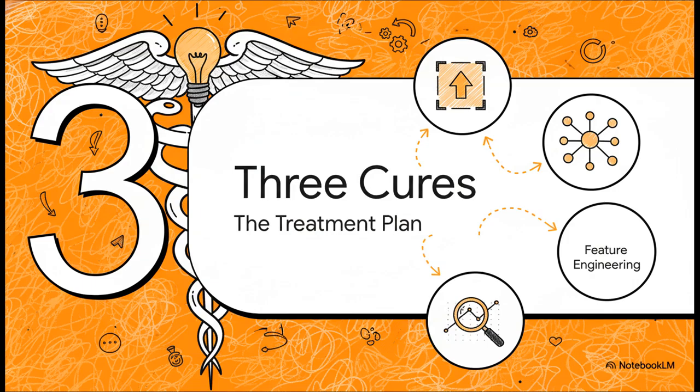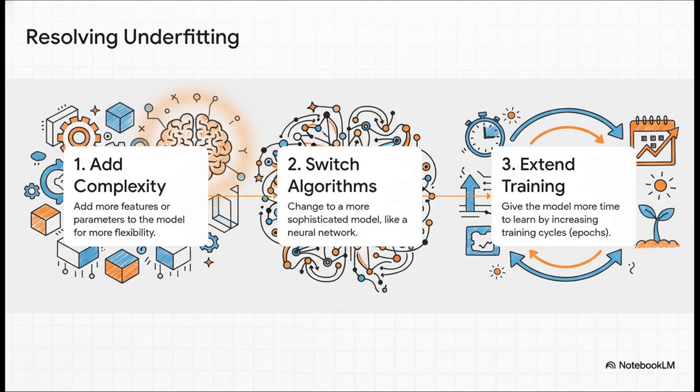But hey, it's not all doom and gloom. The really good news here is that this is a totally solvable problem. There's a clear treatment plan, a set of 3 really effective cures for underfitting. All right, here we go. Cure number 1, increase the model's complexity. This means giving it more things to think about, more features or parameters. It's like giving it more dials and levers to play with.